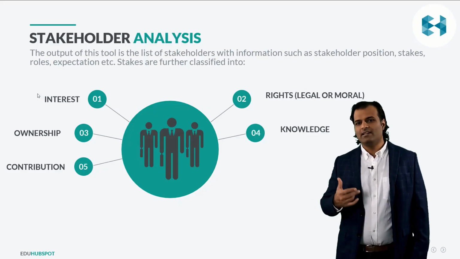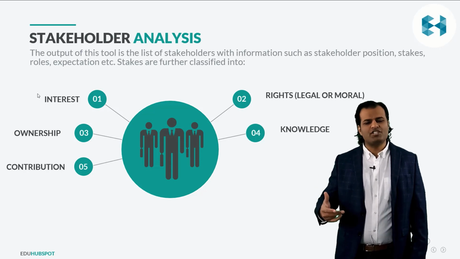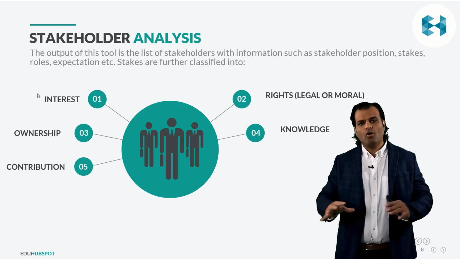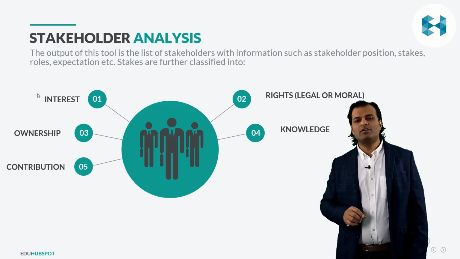Their rights, legal or moral rights, any knowledge, any ownership, any contribution. You do all of these things and try to understand ownership, like who will be accountable for this particular deliverable. All that is part of your stakeholder analysis. Now, some of the different techniques used to categorize those stakeholders, first is your power interest grid.